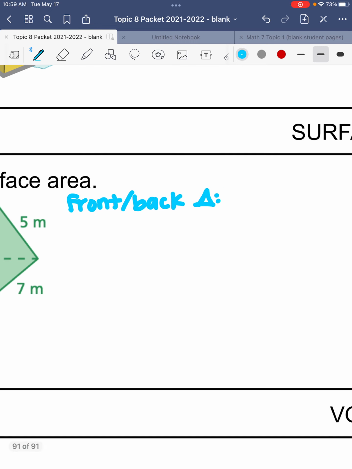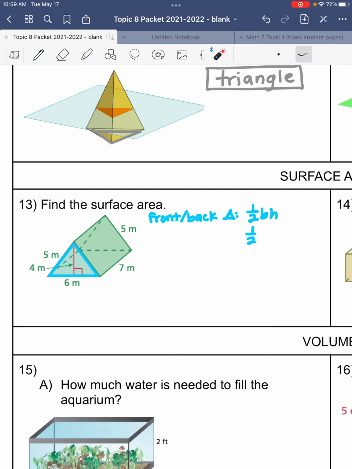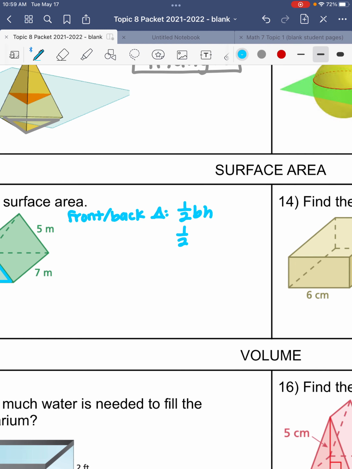So I'm using the area for a triangle formula, 1/2 times base times height. So we have 1/2. Now what is the base of that triangle? The base of that triangle is 6, and the height is this measurement right here, which is 4. So 1/2 times 6 times 4. Well, when I put that in my calculator, I get 12. So the front and back area is 12.